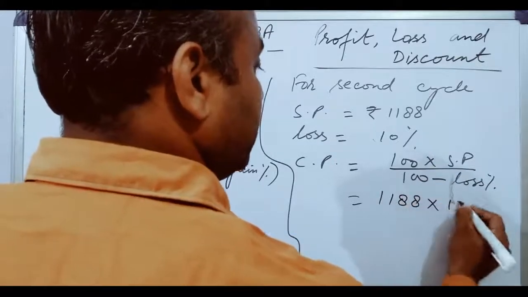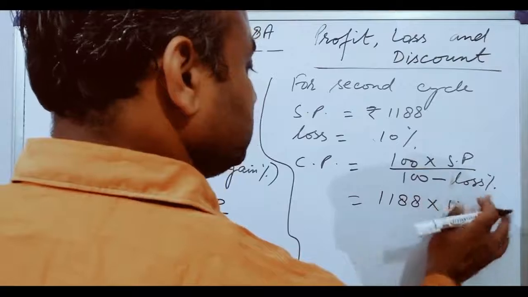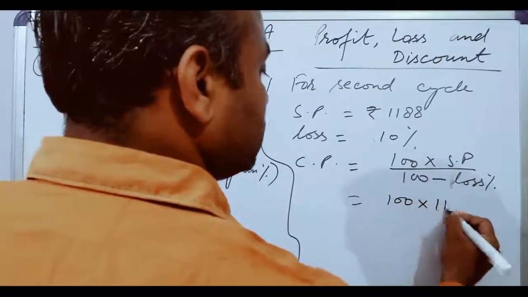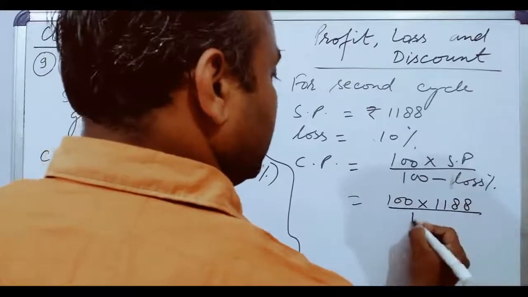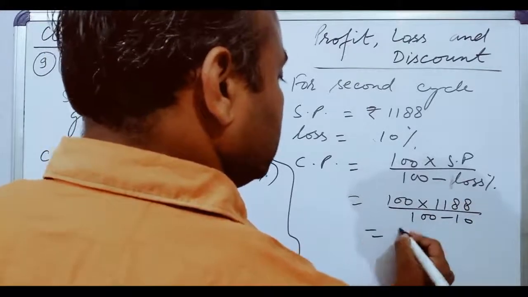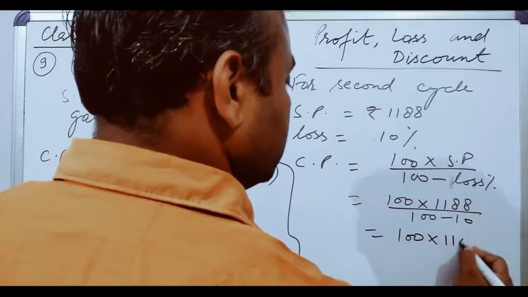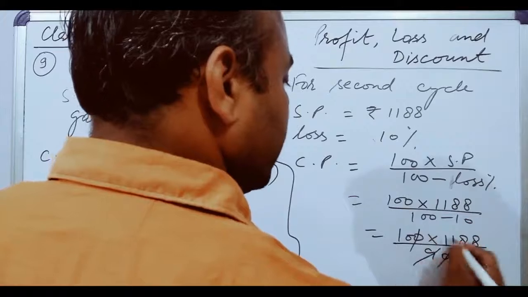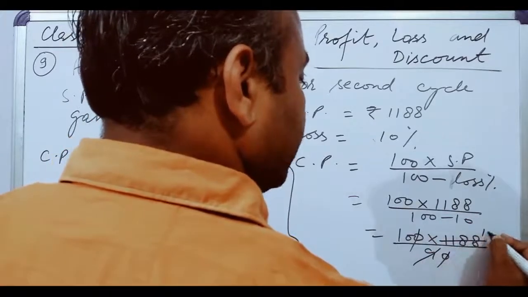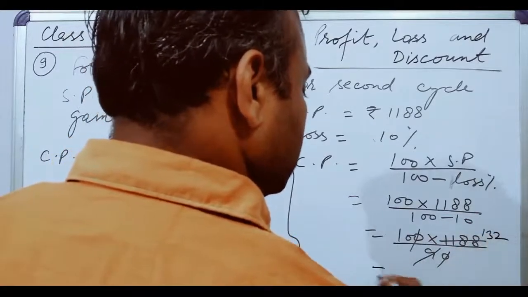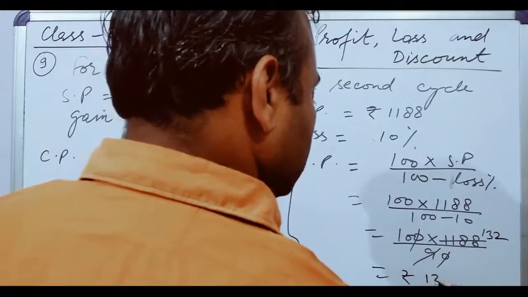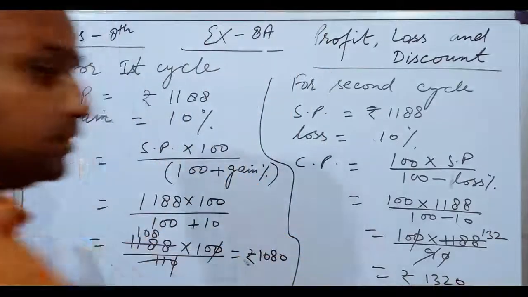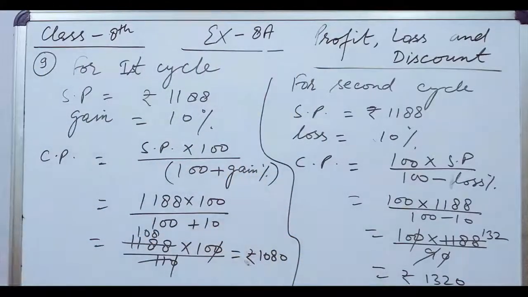1188 into 100 upon 100 minus 10, which is 100 into 1188 upon 90. The zeros cancel. 9 ones are 9, 9 threes are 27, 9 twos are 18. It is 1320 rupees. This is the CP.